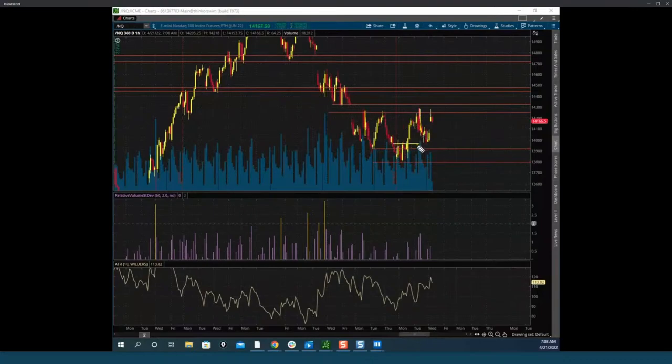tops and bottoms of balance areas, and high volume nodes of balance areas. High volume nodes are just where the most trade occurred. So those are the areas that you want to pay attention to when you're looking at the bigger picture.